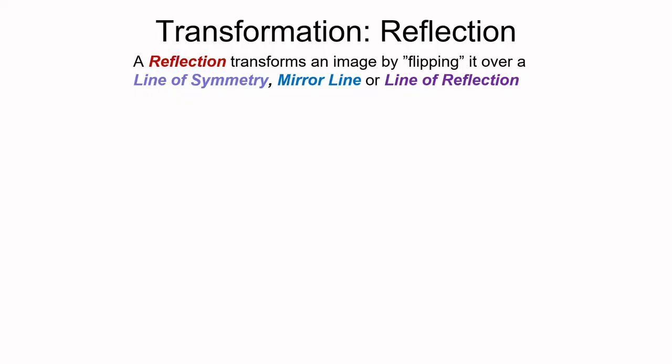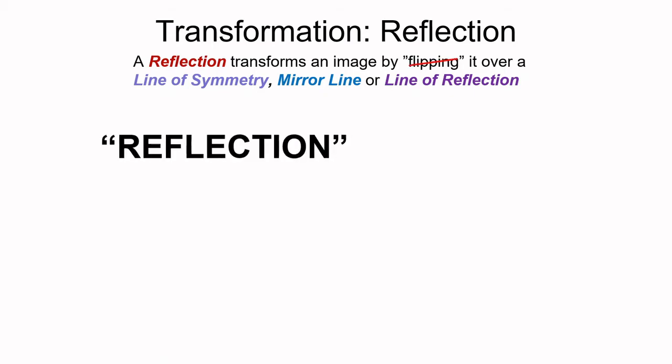I would imagine most of you are pretty familiar with the basics. A transformation is a way of making an image look slightly different. A reflection transforms an image by flipping it over the line of symmetry, or the mirror line, or the line of reflection. Now, you might be used to calling it a flip, but please don't use that vocabulary on your exams. It's called a reflection, not a flip. That's going to lose you marks if you don't use the right words.